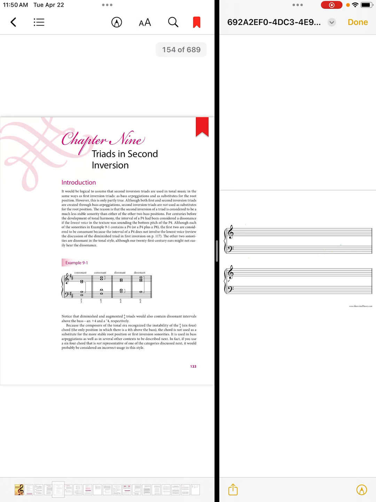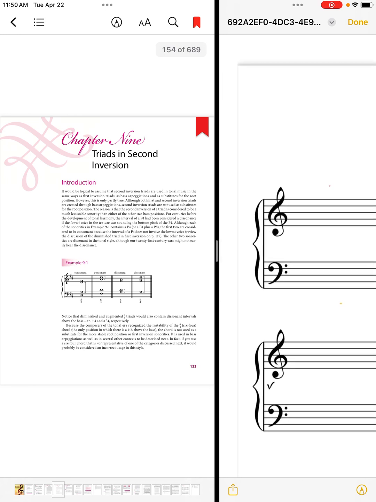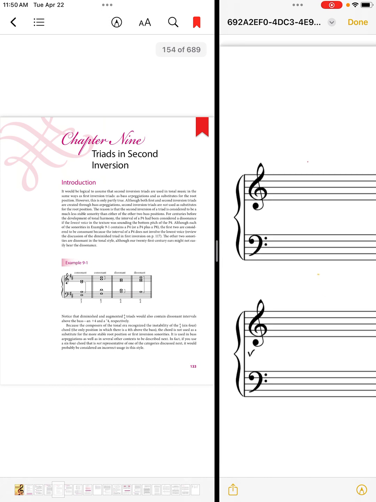We are now hitting on chapter 9, triads and second inversion. First of all, I'm going to want to brief up on the triads before we hit it. Okay, so triads.